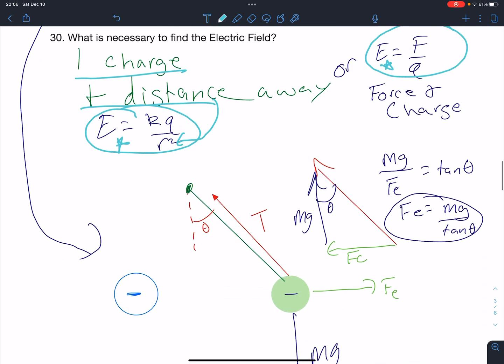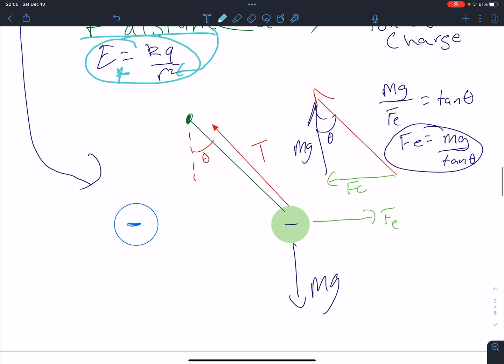All right, balloon problem. Okay, so here's the situation. We have a rope with tension. You've got a balloon that's negative. It doesn't have to be a balloon. It could be anything that's charged, but a balloon is just easy to figure out. So you've got mg down, you've got the electric force out, and you've got the tension up and at an angle. And here we have a negative charge, so we're assuming it's being repelled from the other negative charge.